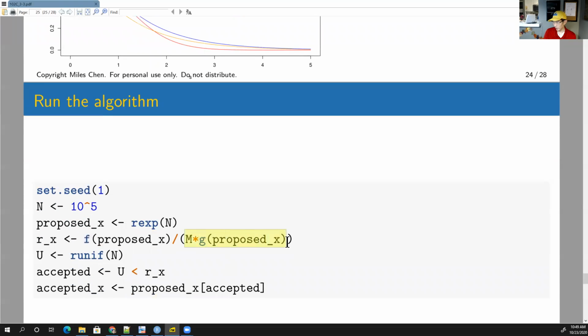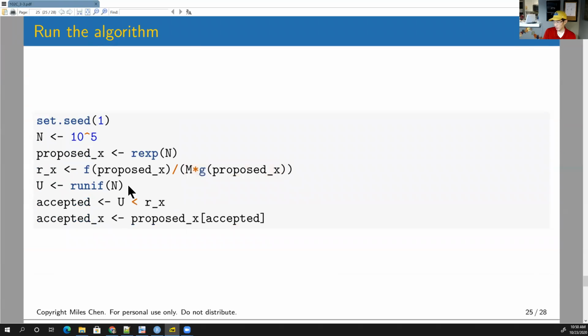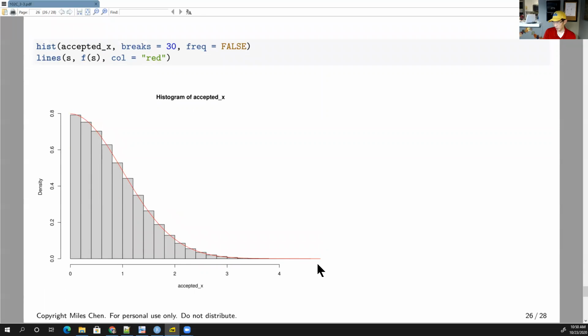For the proposed value, what is the red line equal to? I'm going to divide it by basically the blue line. Whatever the red line divided by the blue line is, it is basically a value between 0 and 1, and that's our ratio. We're going to generate some uniform values from random uniform, and we will accept if u is less than that ratio. This is going to be a vector of TRUE and FALSE, and the accepted x values are going to be the proposed values subsetted to the accepted. If I plot the histogram, this matches what we want.